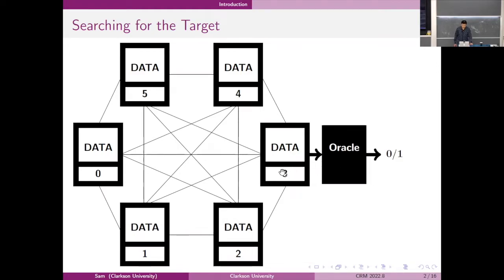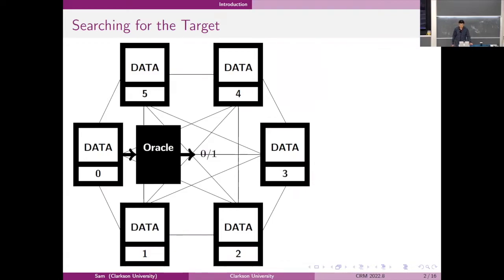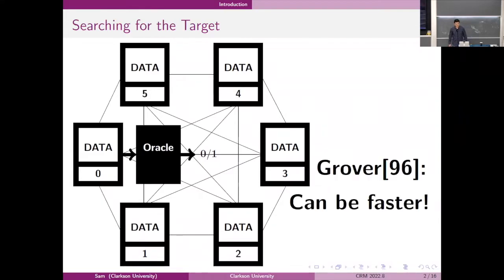Here we first check box number 3, then box number 4, then box number 0, and so on and so forth. As long as there is a connection, we can move from one box to another. Classically, in the worst case, we have to check the boxes one by one, n times, or 6 times here. And Grover says it can be done faster by quantum computing.